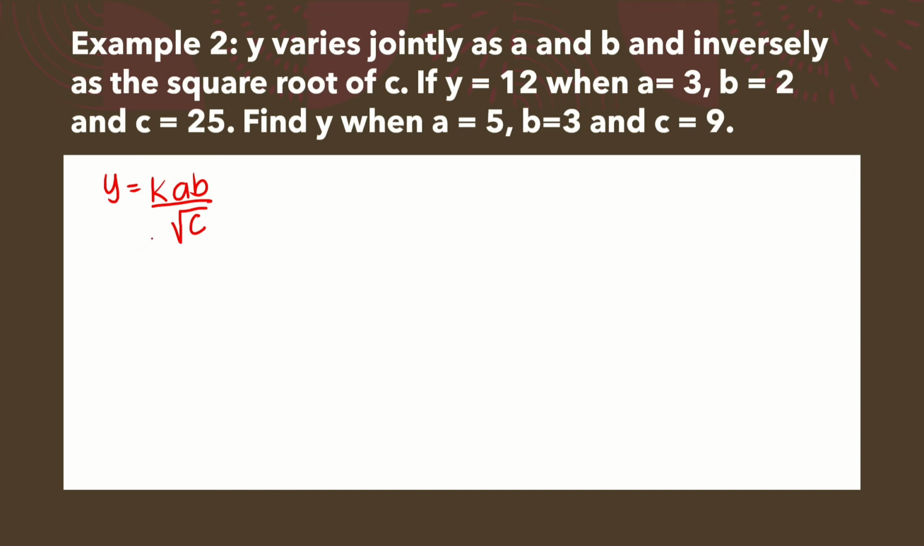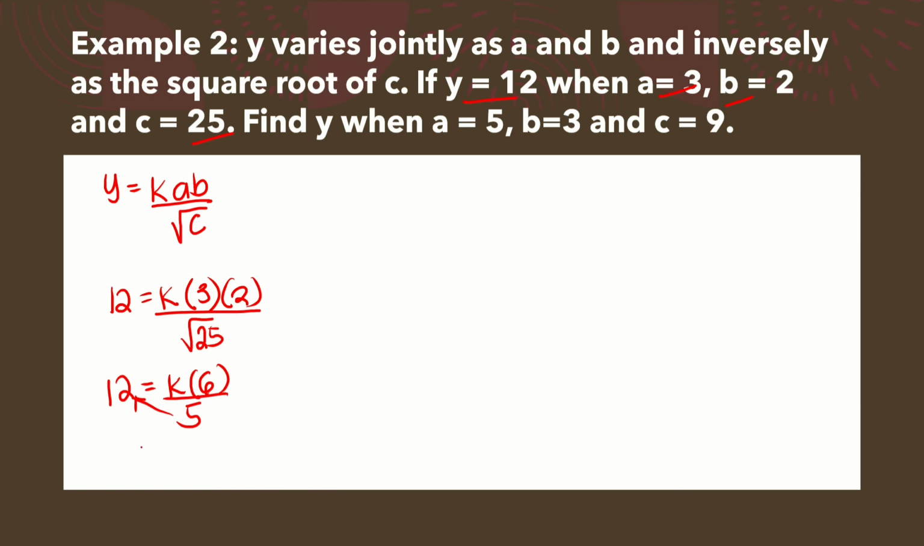Next is we need to solve for k by plugging in these values. So y is equal to 12 is equal to k times the value of a, which is 3, and the value of our b, which is 2, all over the square root of c, which is 25. Now, we simplify first the equation. This is 12 is equal to k multiplied to 3 times 2, which is 6, all over square root of 25, that is 5.